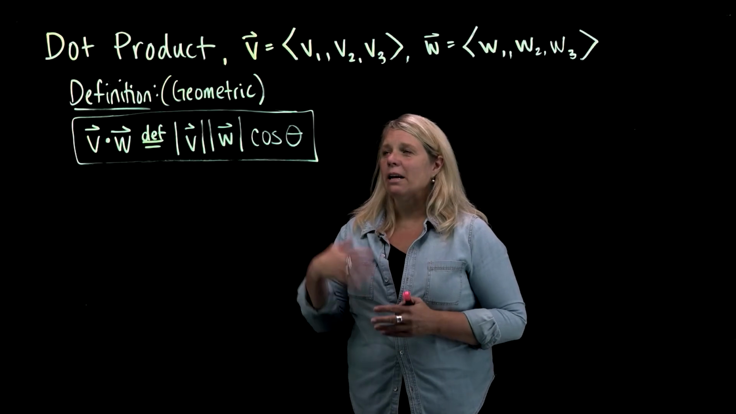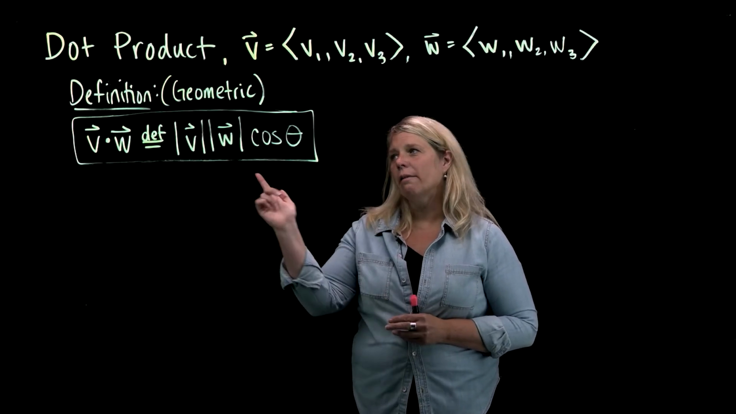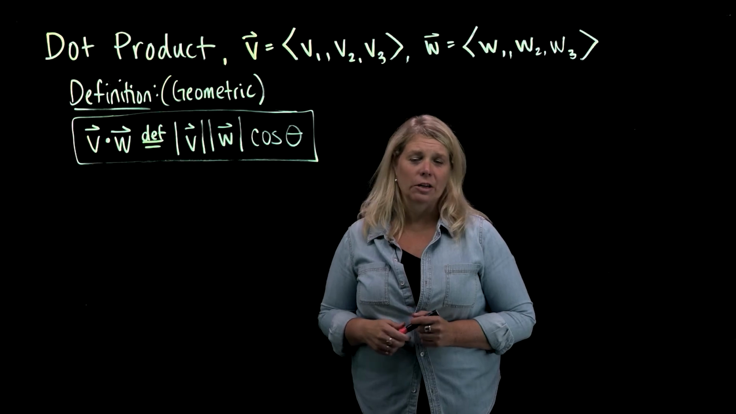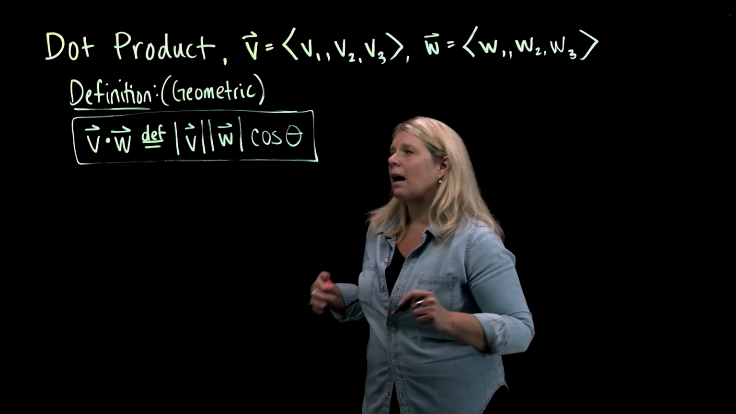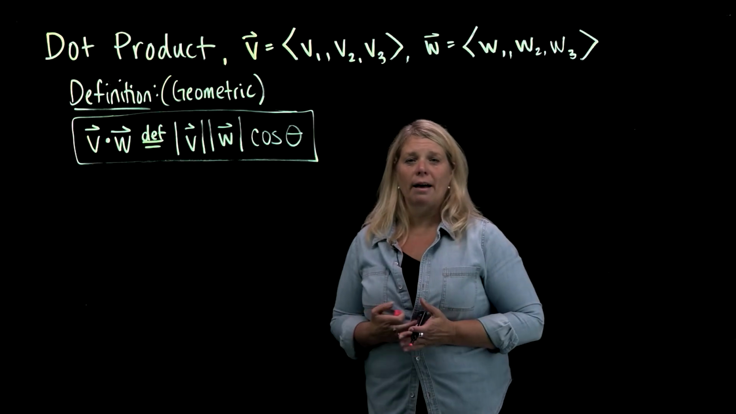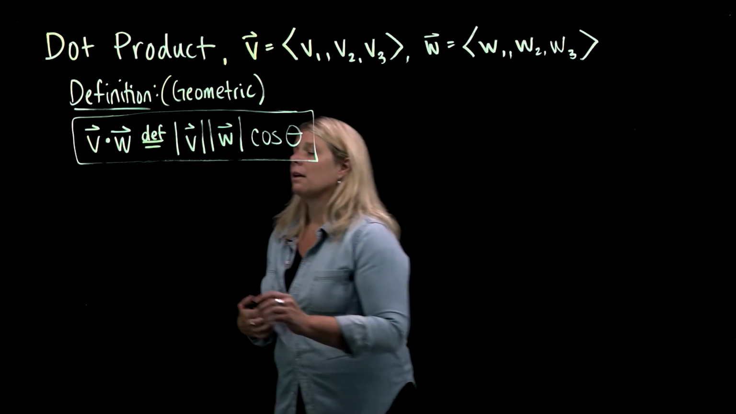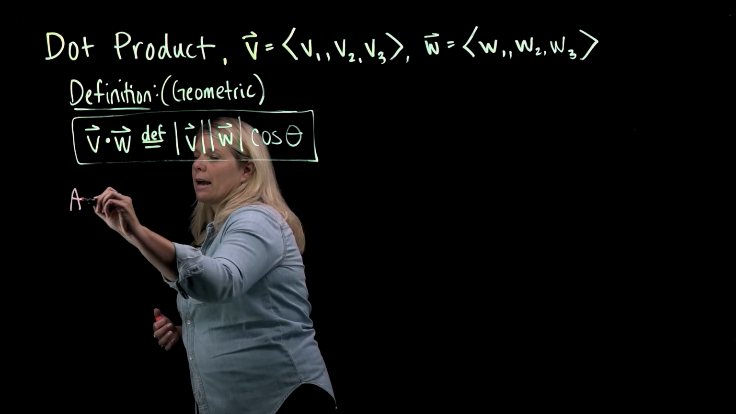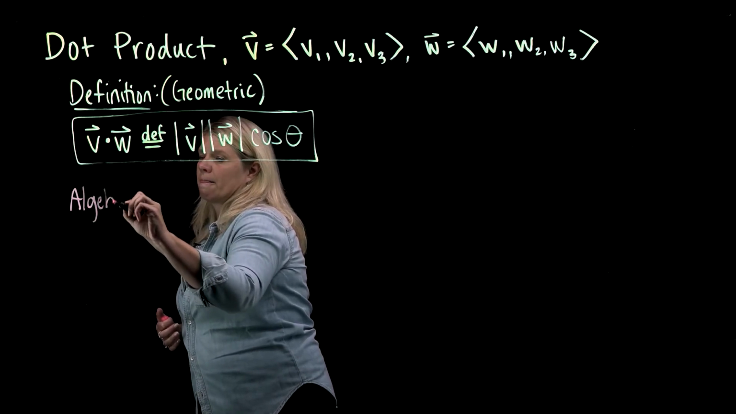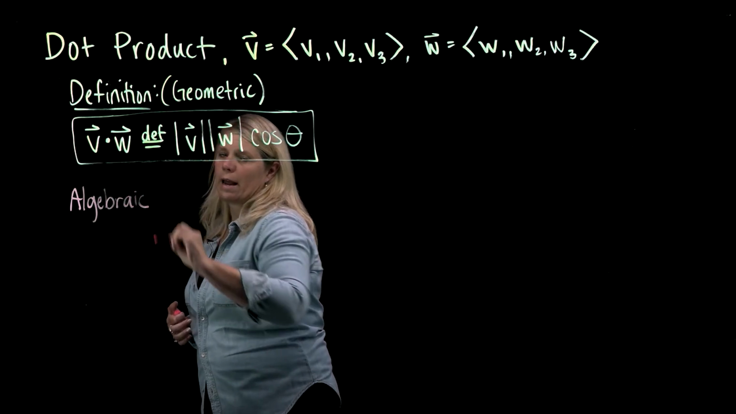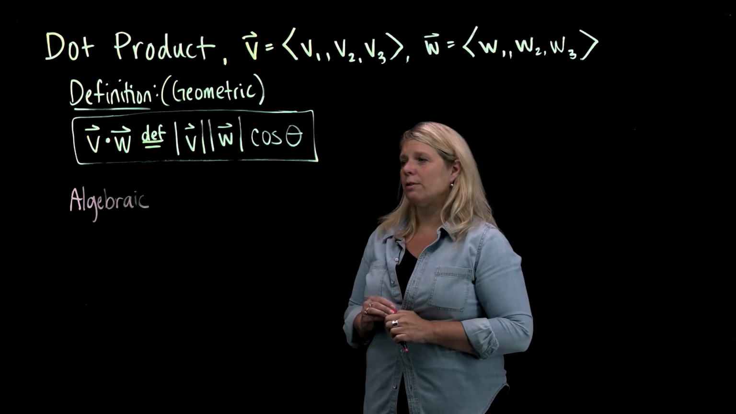In this video, we're going to do a little bit more with the dot products. We already talked about the geometric definition of the dot product. There is a calculating formula that is often more useful when you're actually calculating the dot product. So this is an algebraic way to find the dot product between two vectors.